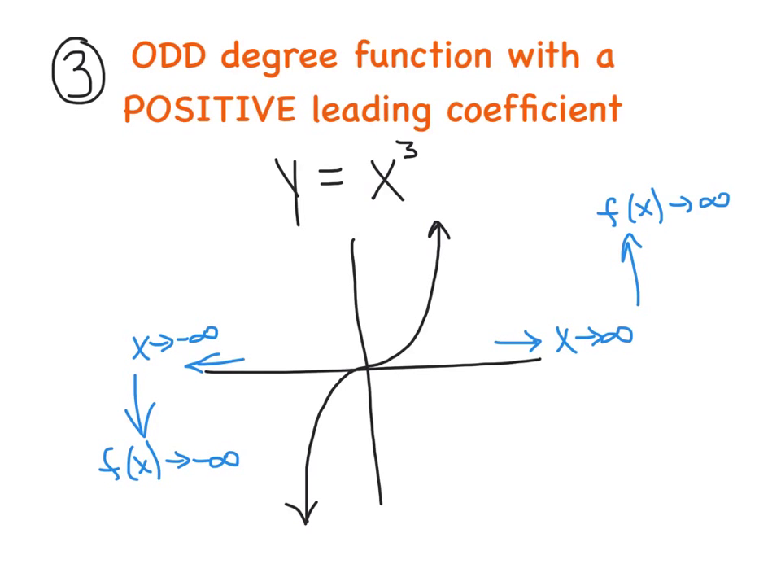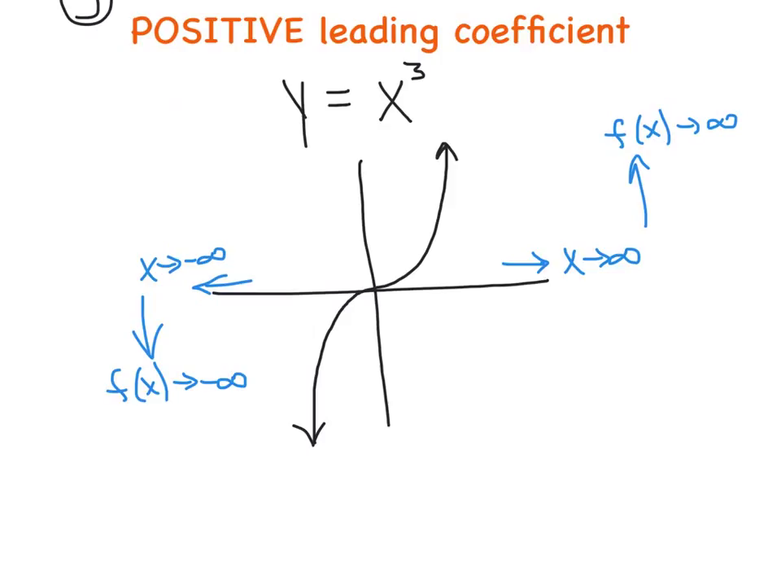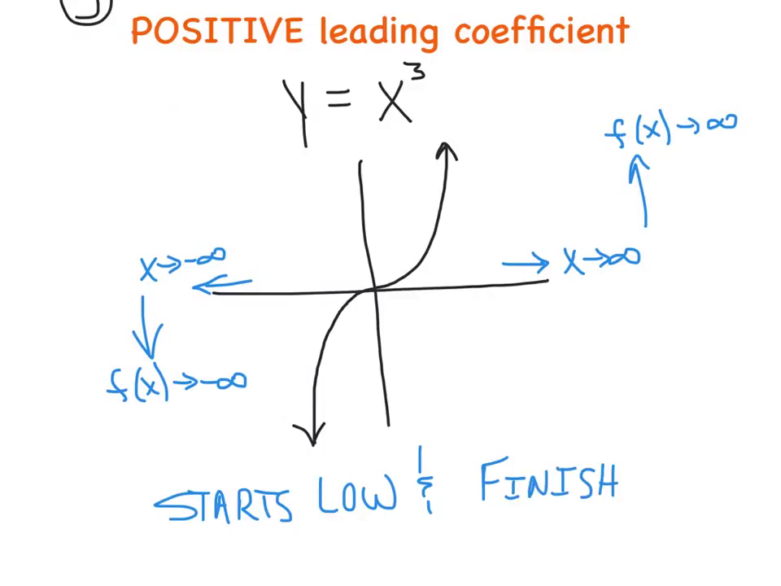So how do we want to generalize this group? And this is true anytime it's odd and positive. We're going to say if the graph starts low, it's guaranteed to then finish high. Okay, start low, finish high.